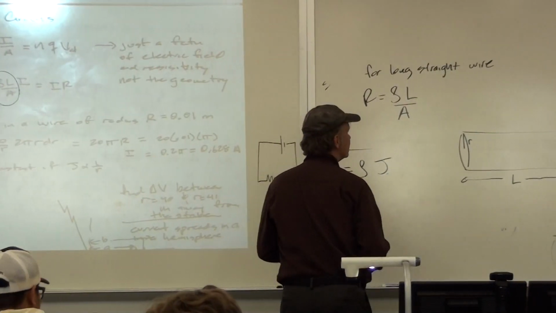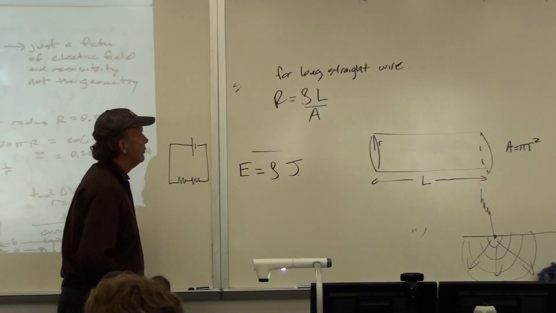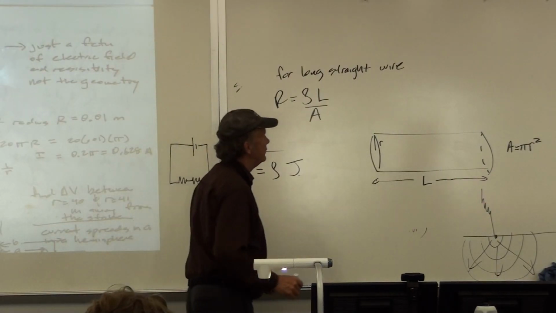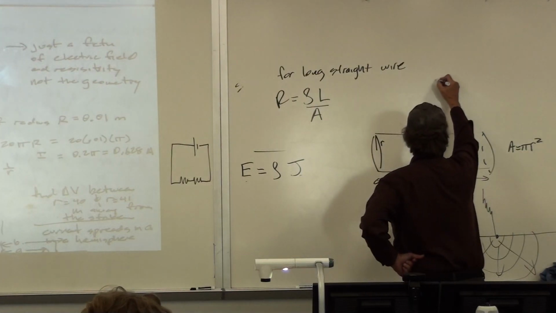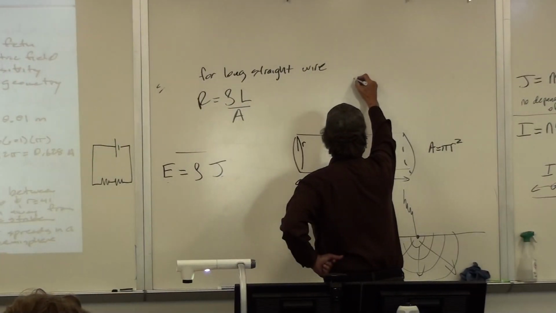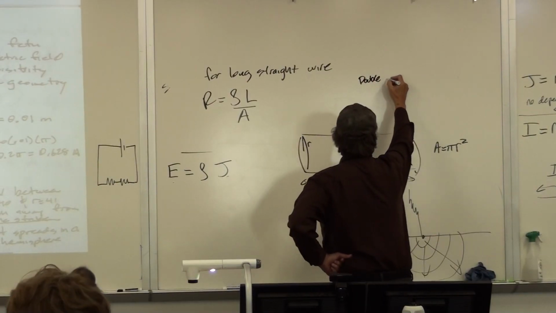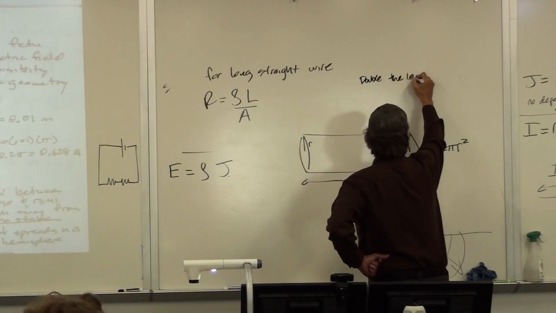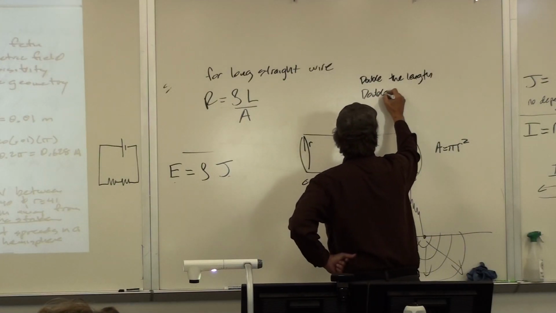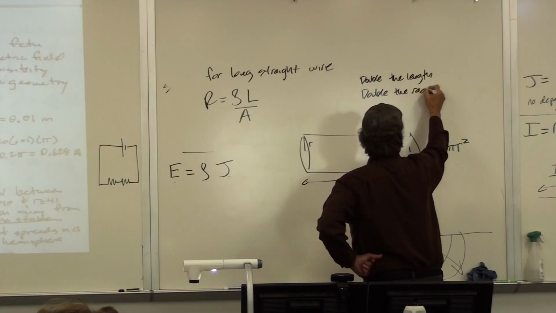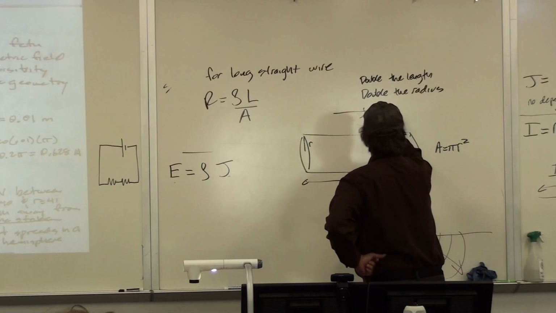But for the moment, let's just think of it in terms of a long straight wire. So if we have a long straight wire like this, let's ask the following question. Let's say that we keep the resistivity constant, but we double the length and the radius. What effect does this have on the total current?